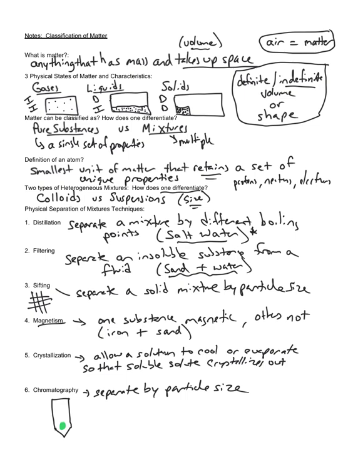Okay, those people that end up sifting for gold, that's an example of how we would sift and try to collect gold based on particle size.